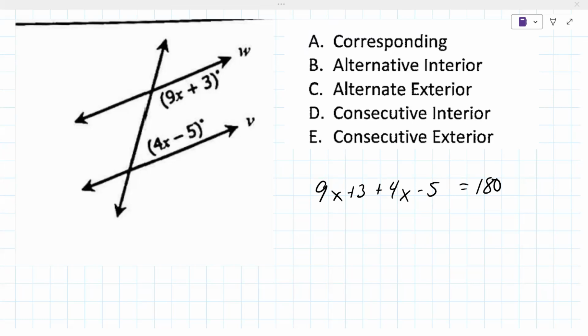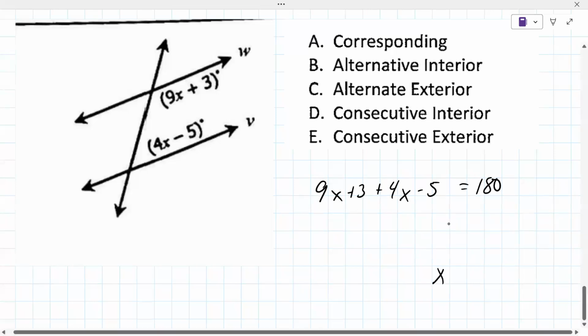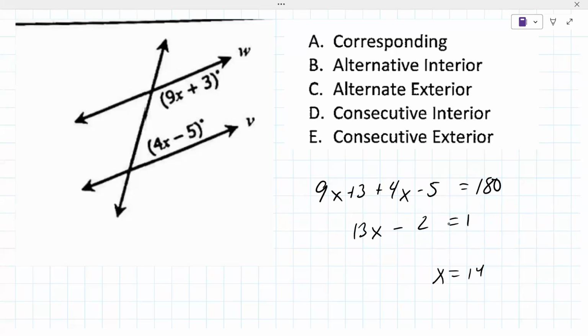How are you doing on this one? X equals 14. That's what I got. All right, let's take a look. 13x minus 2 equals 180. Add 2 to both sides, so 13x equals 182. It is 14. Very good. Now, can you put that value back in to find the two angle measures?